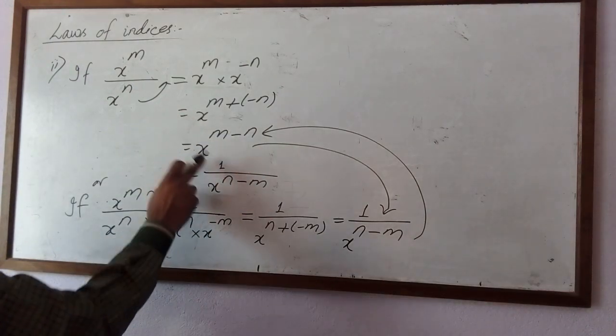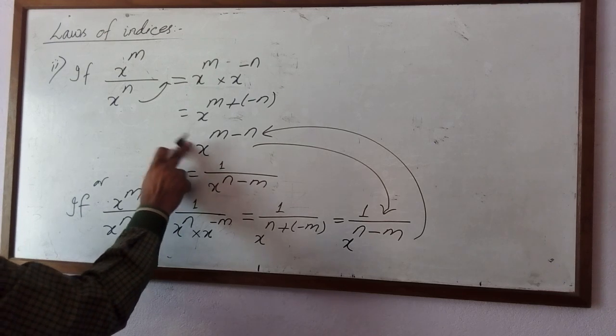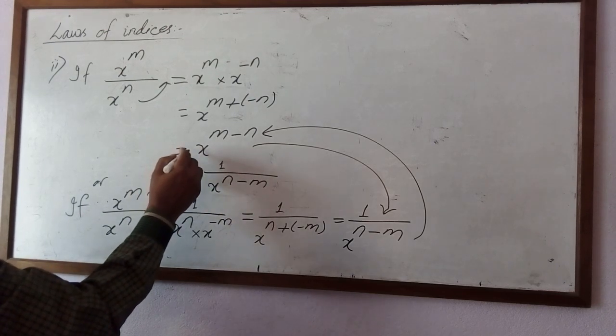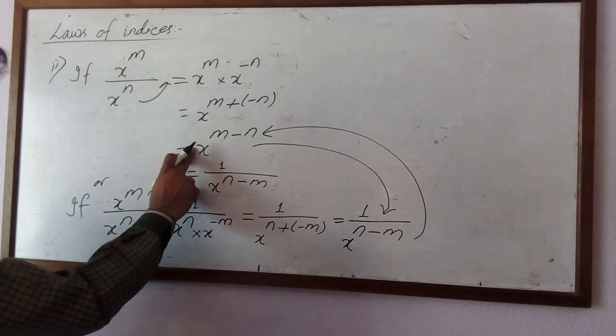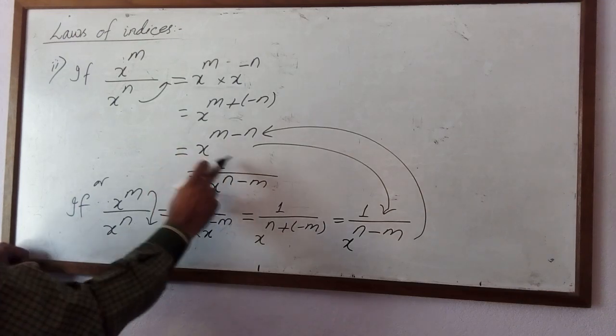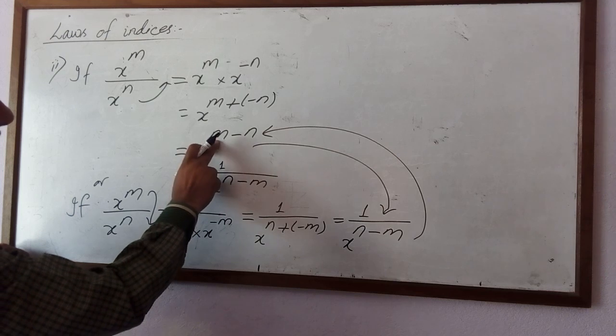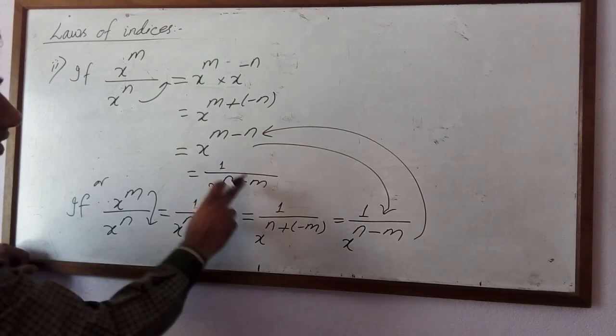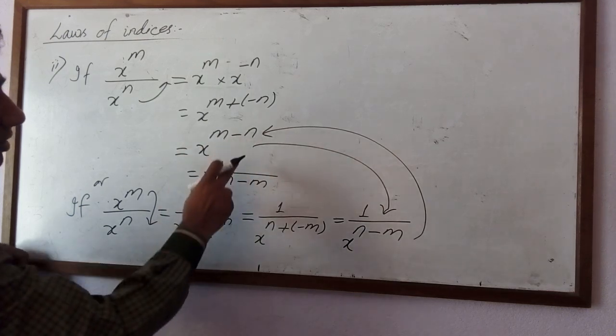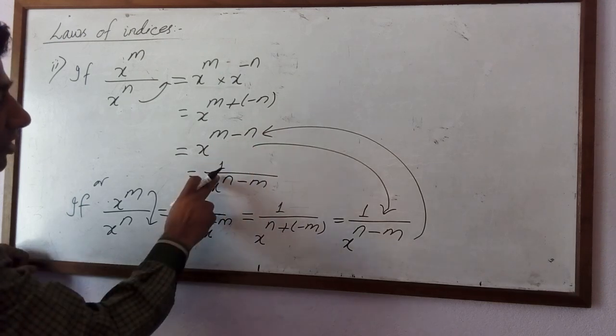Now here is the coefficient. Between there is one. Coefficient is 1 here, which is not necessary to write. You have to remember there is coefficient 1 here. Now bring this x down, this x. Now the power of m is positive. Now it will be negative. The power of n is negative. Now it will be positive.